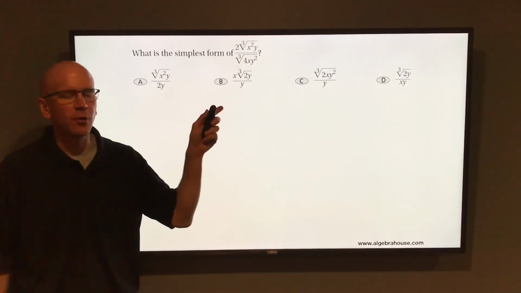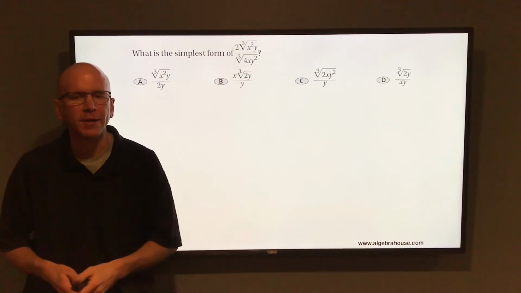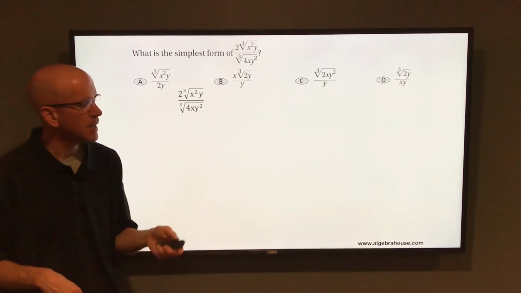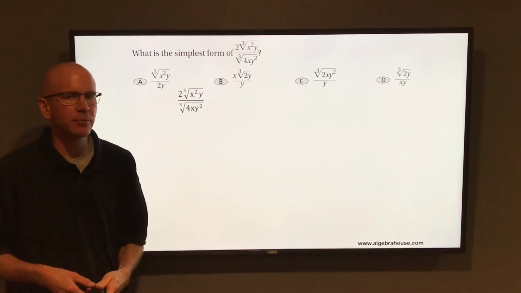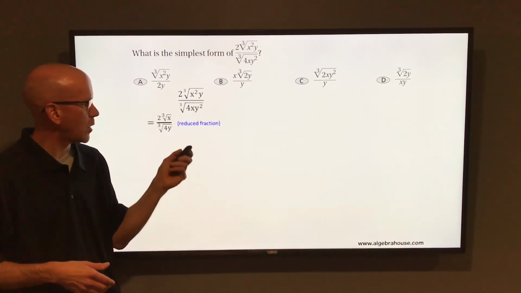What is the simplest form of 2 times the cube root of x squared y over the cube root of 4xy squared? Once again, before you jump to multiplying the top and bottom by something, just look to cancel what's already there. The x squared and x, those will cancel, and you'll be left with an x on top. Y and y squared, those cancel, and you'll be left with a y on the bottom.